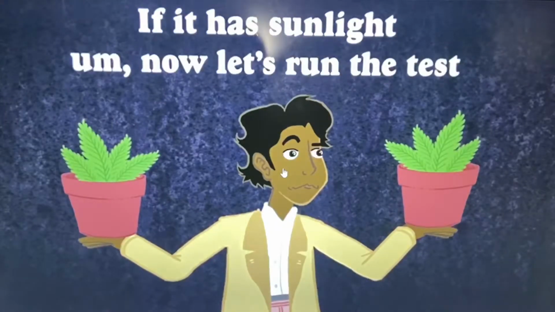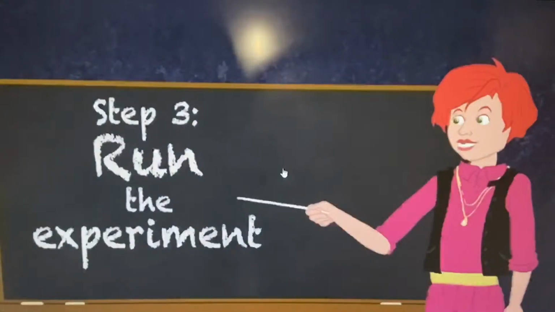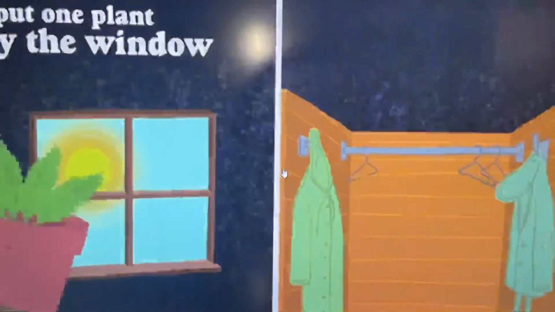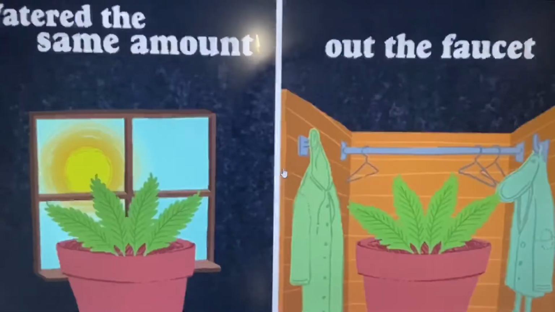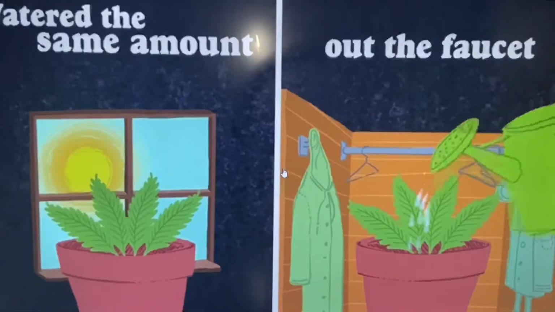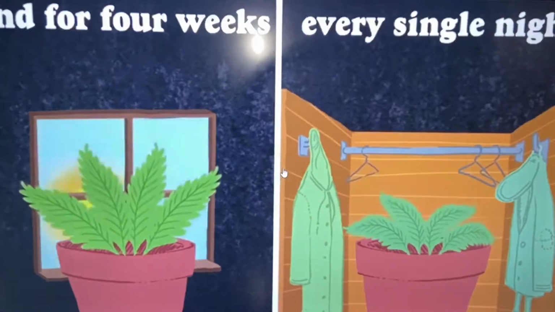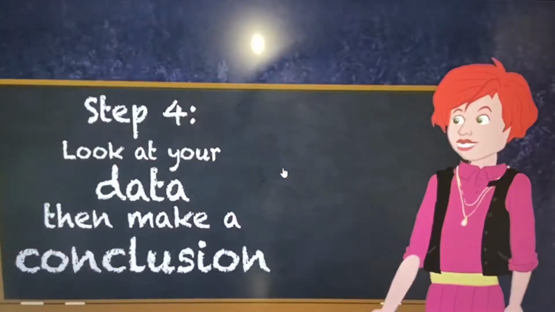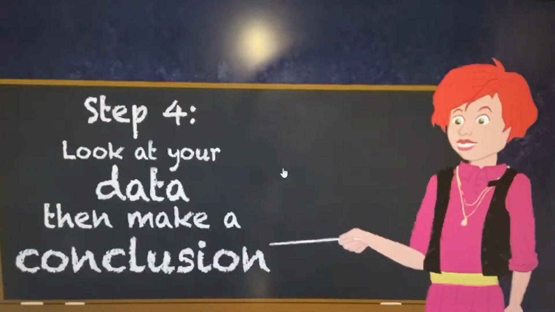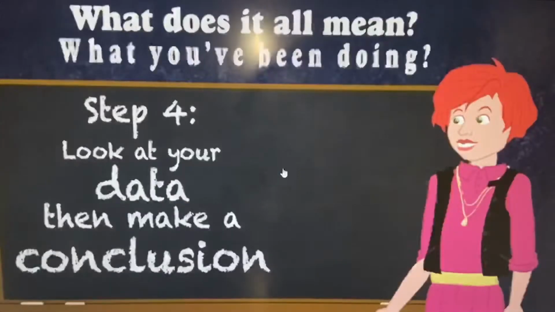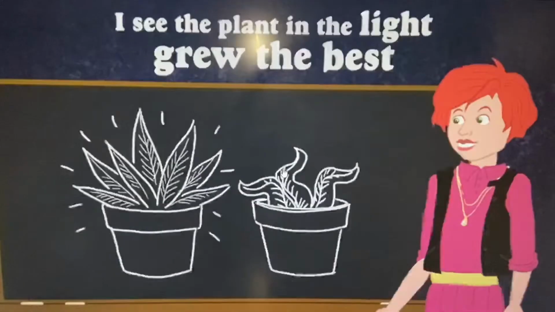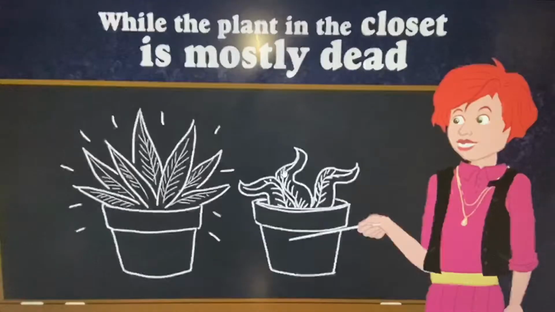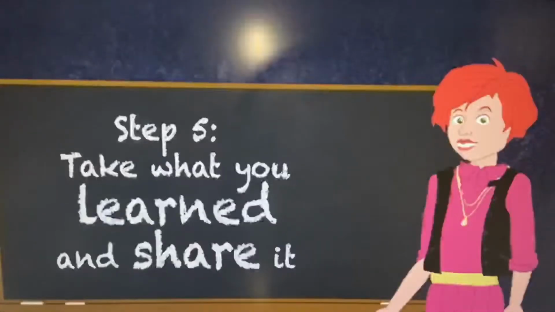Now let's run the test. Step three, run the experiment. Test your hypothesis. Are you hearing it? I put one plant by the window, one in the closet, water them the same amount out the faucet. And for 4 weeks, every single night, I measure both plants and I check the height. Step four, look at your data, then make a conclusion. What does it all mean? I see the plant in the light grew the best, while the plant in the closet is mostly dead. Step five, take what you learned and share it.